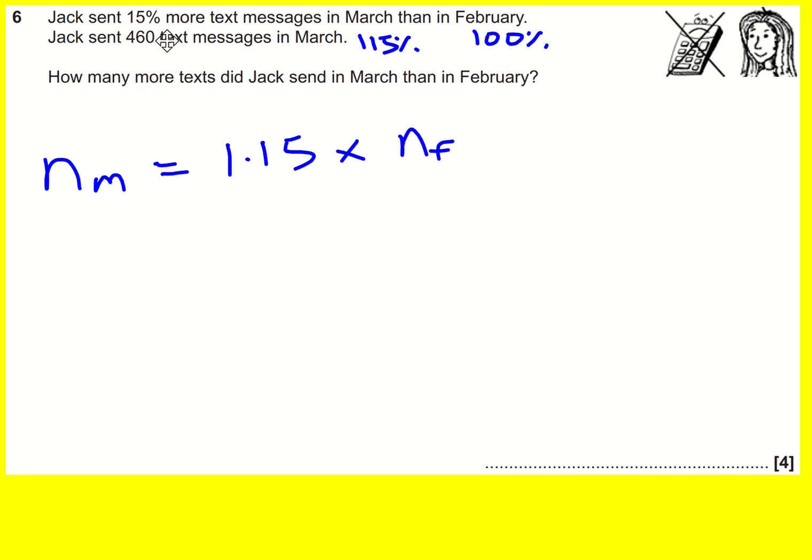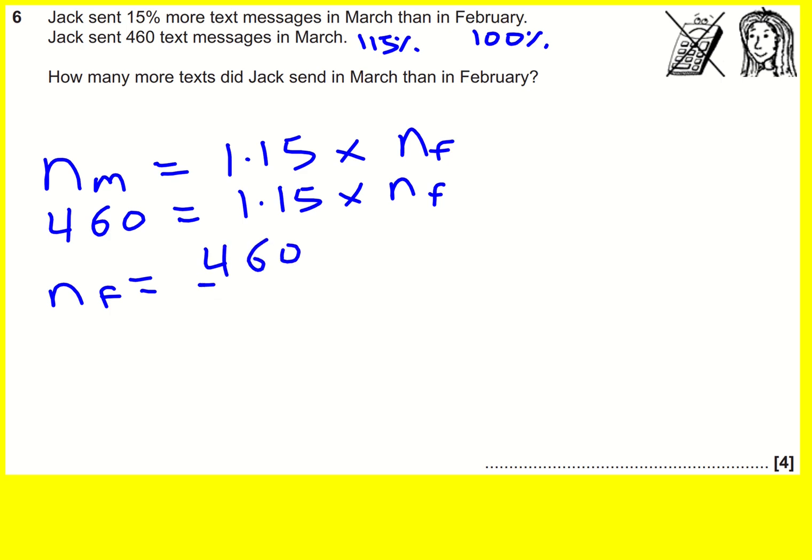Now we know the number of texts from March is 460, so I can write 460 equals 1.15 times the number of texts from February. And then I've created an equation which I can solve. nF is going to be 460 divided by 1.15. Now this looks fairly horrible, but I'm expecting the answer to be quite nice, actually.